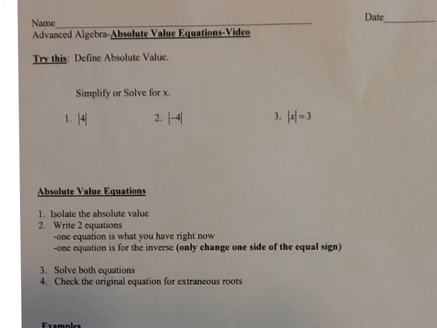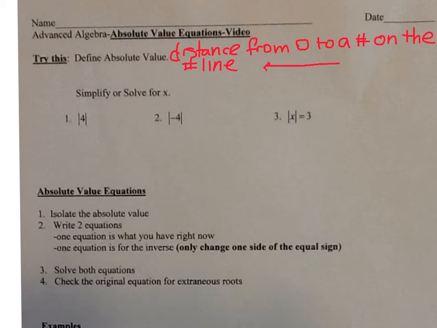Okay, so the definition of absolute value is the distance from 0 to a number on the number line. So, for instance, let's say we have this number line. Here's 0. And let's say I put 5 here and negative 5 here. So the distance from 0 to 5 is 5. The distance from 0 to negative 5 is also 5.